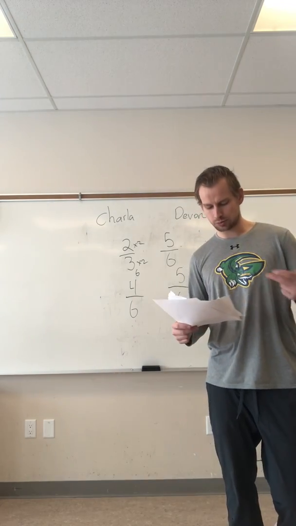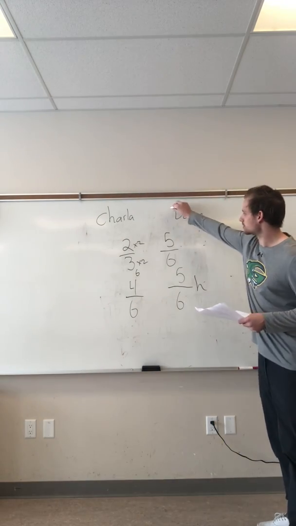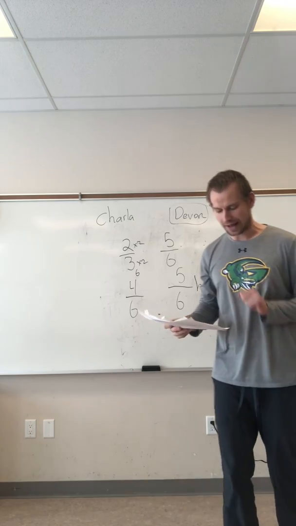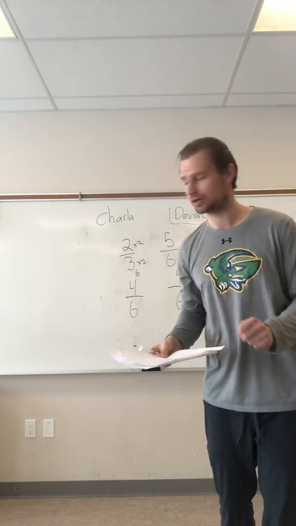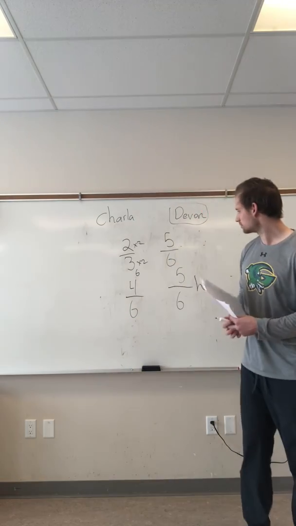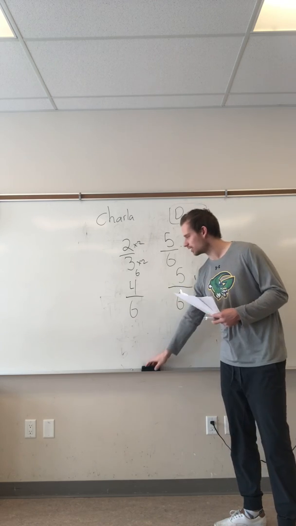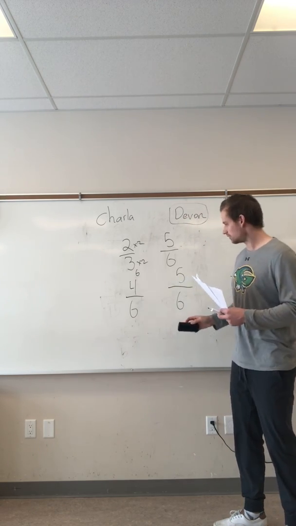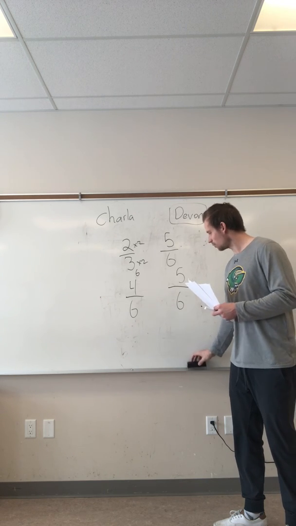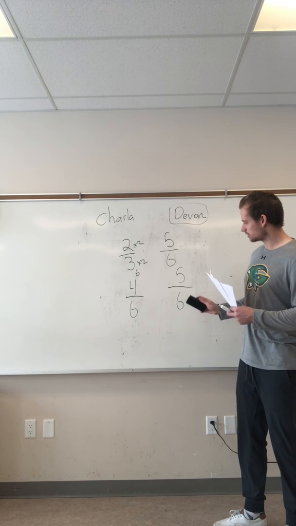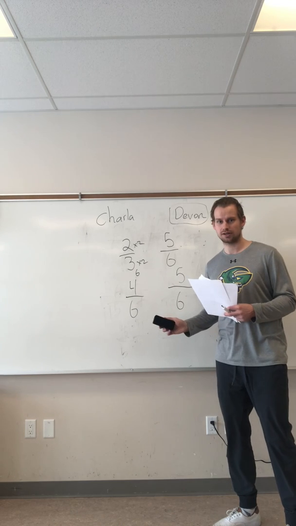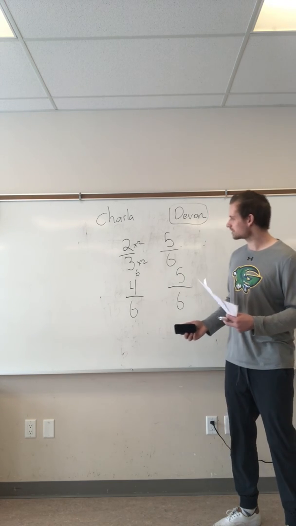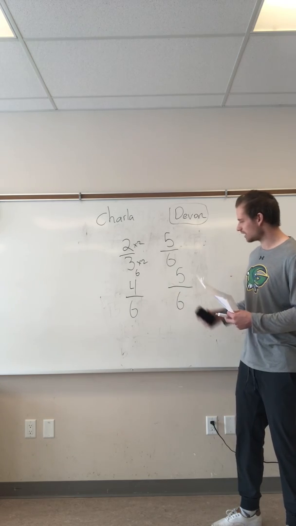So part A, who played for longer Sunday? It was Devin. Part B, for how much longer did this person play? Well, let's look at our work we've already done here. So we have our 4/6 of an hour and 5/6 of an hour. We want to know how much more did this person play than this person. So to do that, I just have to subtract. I have to take away Charla's time from Devin's time.